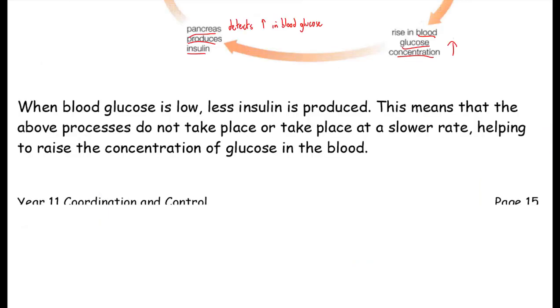Now, the final little part then, when blood glucose is low, less insulin is produced. This means that the above processes don't take place, or they take place at a slower rate, helping to raise the concentration of glucose in the blood.